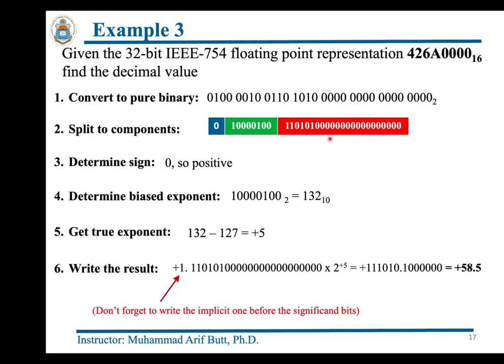And finally, this is the mantissa, and we know that we have not saved the preceding one before this mantissa. So this is the preceding one that I have placed. Then I have placed the binary point, and these are the 23 bits which were stored over here. And this is of course the true exponent plus 5, and since this is plus 5, I need to move the binary point 5 positions to the right, making this number. And if I convert this number to decimal, I arrive at plus 58.5.